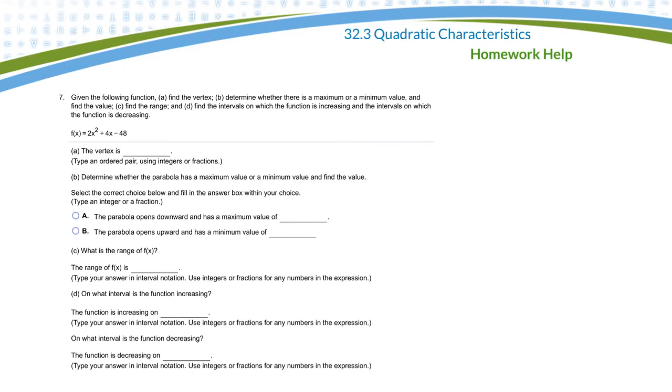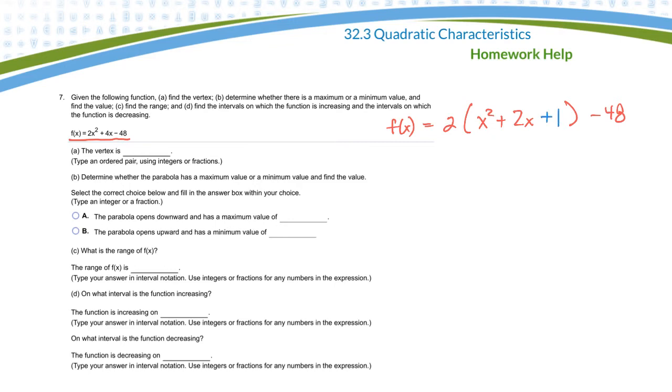Given the following function, find out everything there is to know about it. Okay, so here's our function. Let's go over here and figure out what the vertex is. I'll just for fun figure out the vertex using completing the square. So I'm going to pull out a 2, leaving me with x squared plus 2x minus 48. And then I divide 2 by 2 and square it. 2 divided by 2 is 1, squared is a positive 1. So this will be a plus 1.